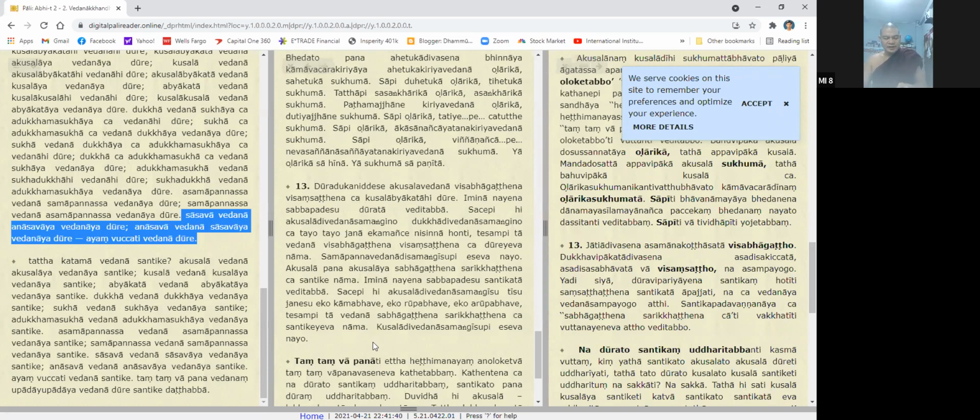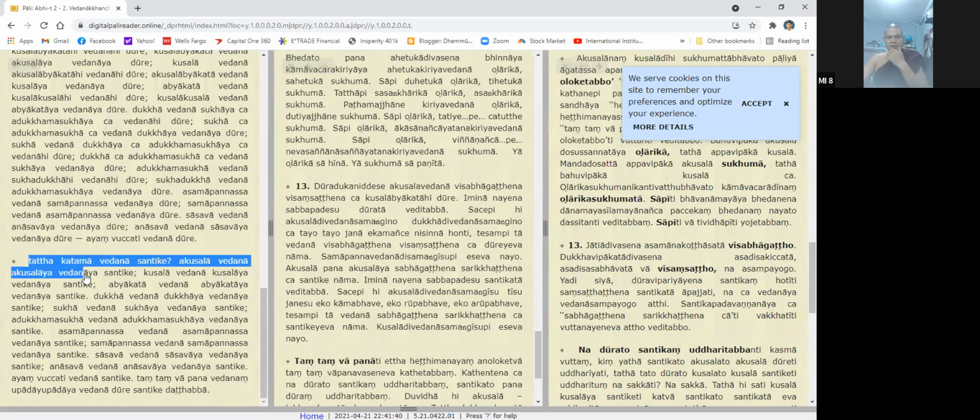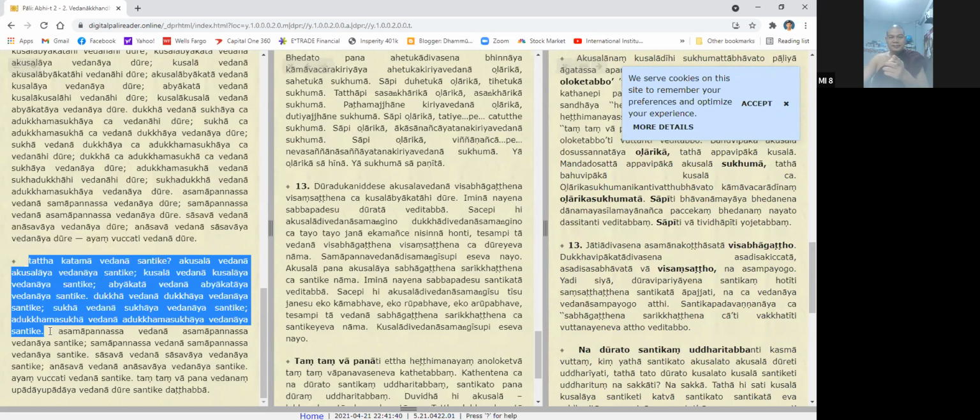So how about santike? Tattha katama vedana santike? Santike here is the same, the masculine. Pathama vibhatti. How to say it in English? I forgot.